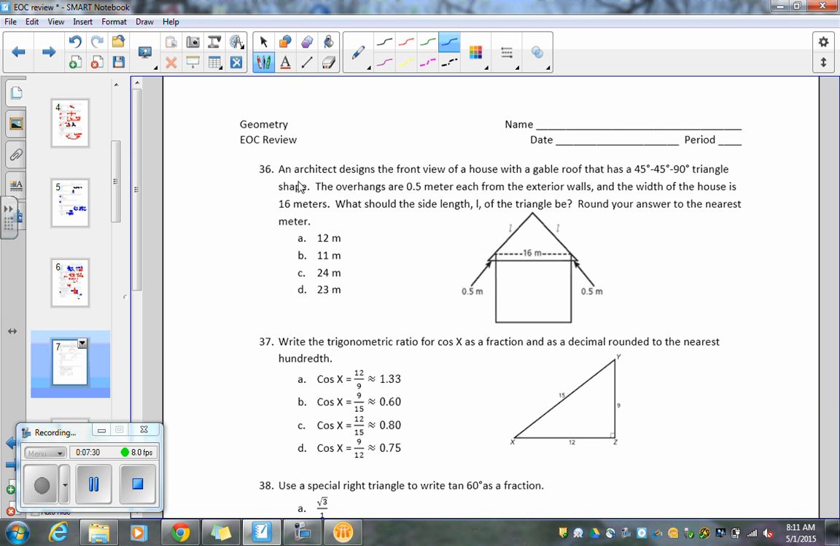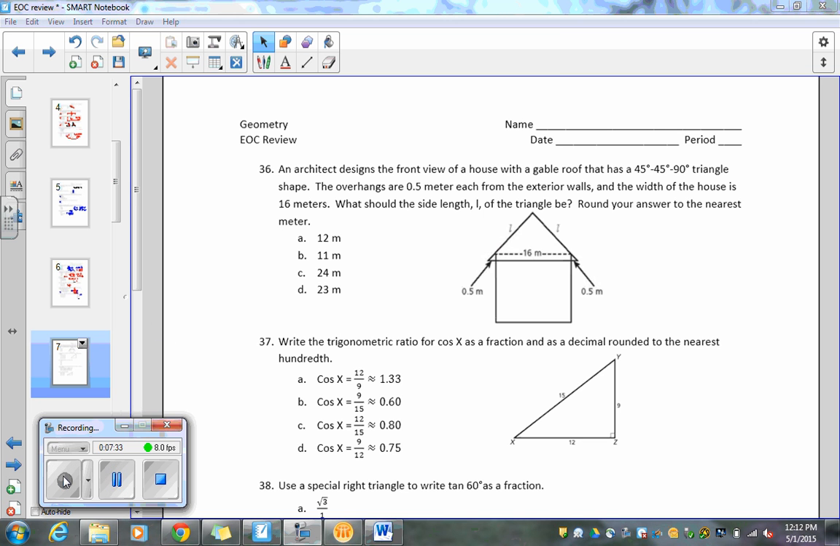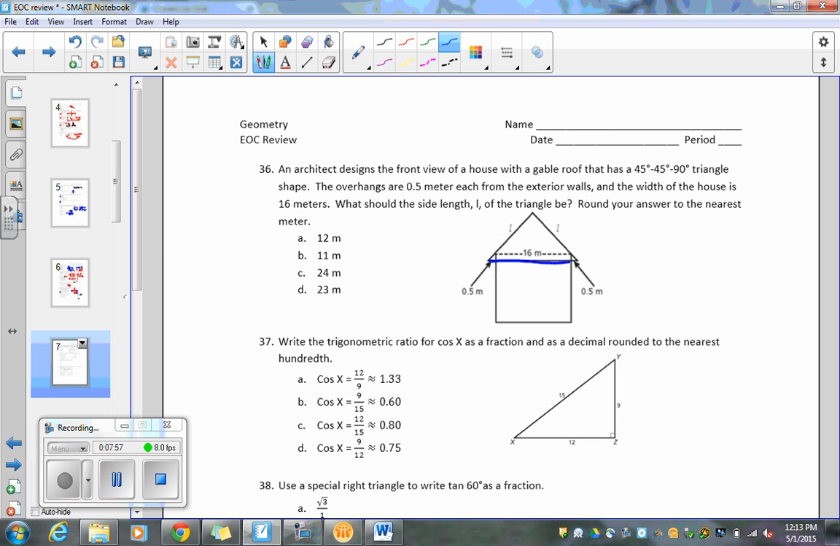Question 36: an architect designs a house. For question number 36, I had to step away from the computer for like 6 hours, so I'm back. What we have here is a 45, 45, 90 degree right triangle, and hopefully you remember some of this from first semester. So this entire part right here is 16. The house is 16, and then you have a half of a meter that just keeps going. So that means my hypotenuse is going to be 17.